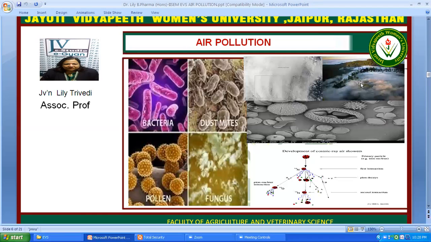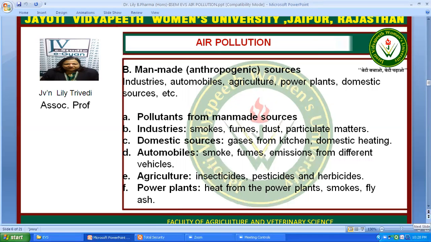So here you can see the pictures which are showing the air pollution. And this is how the cosmic ray shower is there. Now, man-made air pollution is also there that includes industries, automobiles, agriculture, power plants, domestic sources. So what are the pollutants from man-made sources? Industries: smoke, fume, dust, particulate matter. From domestic sources, gases from the kitchen and domestic heating.